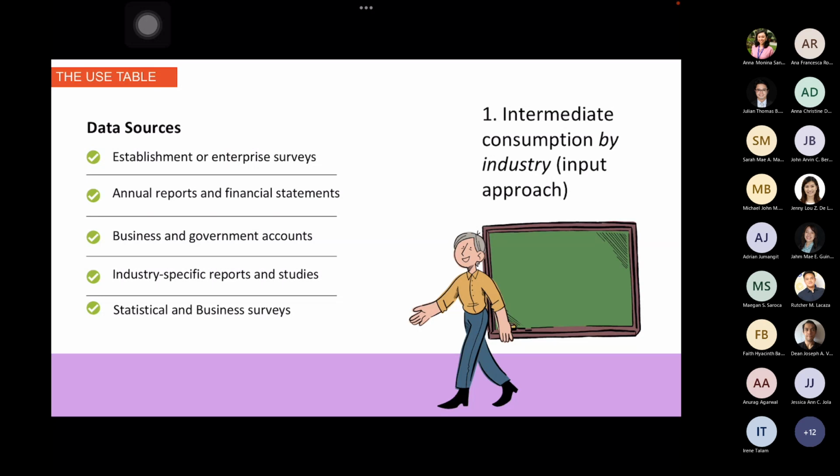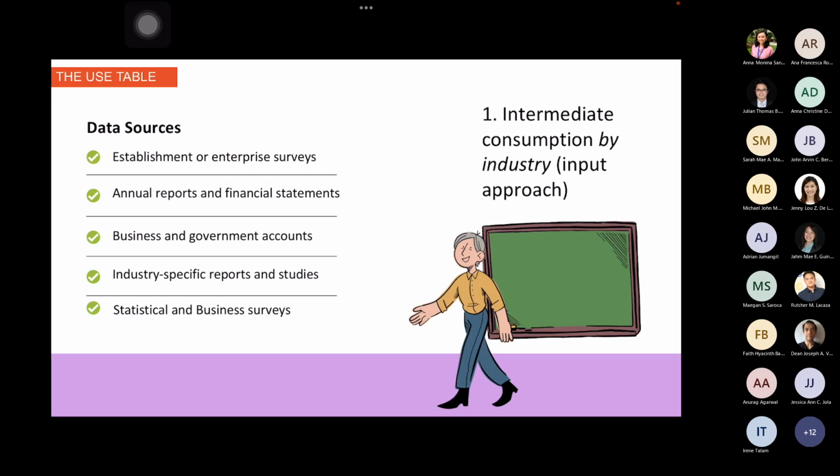It is recommended to start the compilation process by starting with the column, because the data received from the sources will show these. So again, the starting point with this approach would be for the total intermediate consumption for the total economy. And here we have the following data sources.